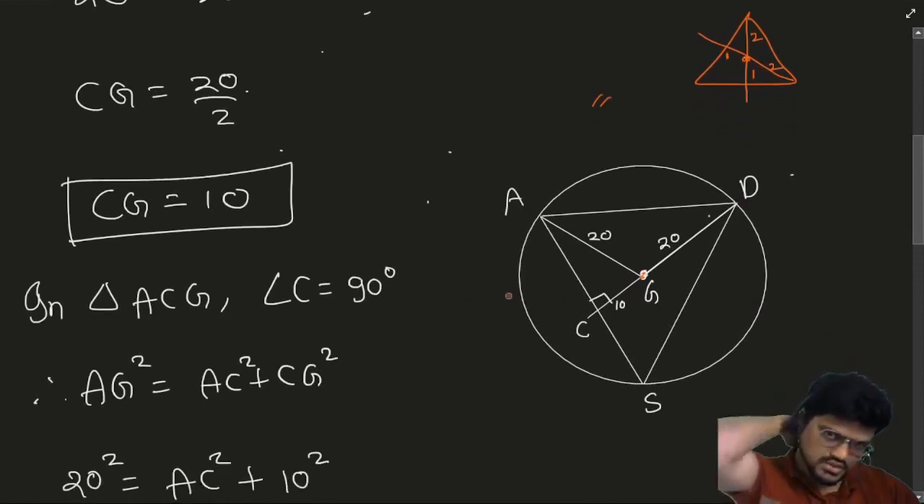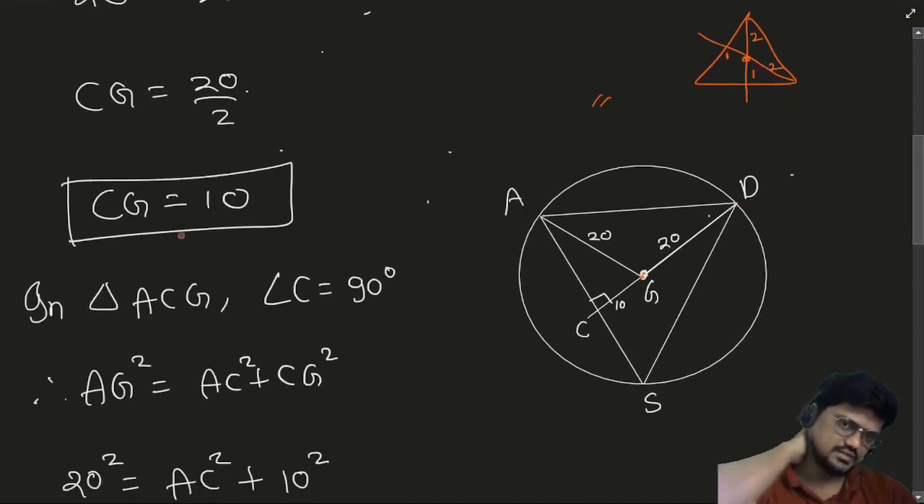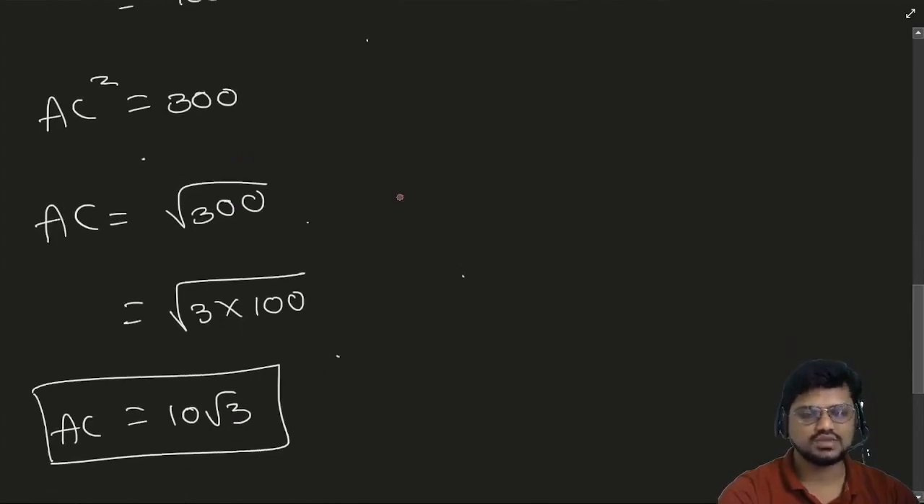Yeah. So using that, I got the value of CG is 10. So once CG is 10, I know that this will also be 20. Using Pythagoras, I found the value of AC. That is how much? 10 root 3.